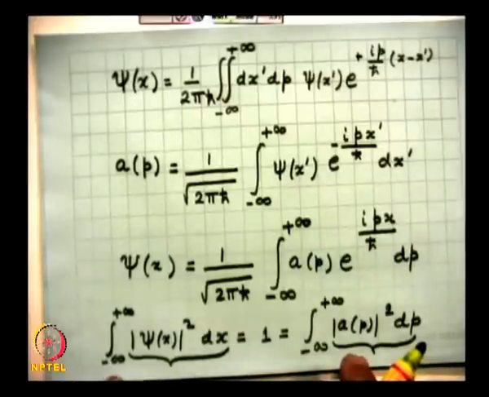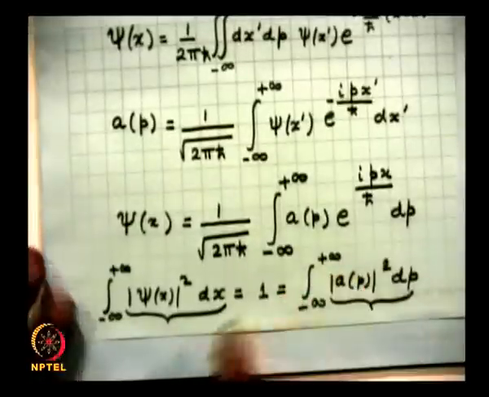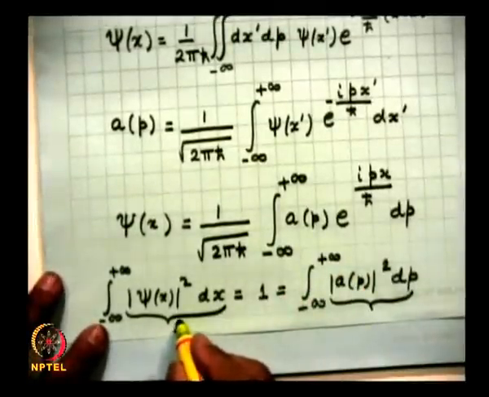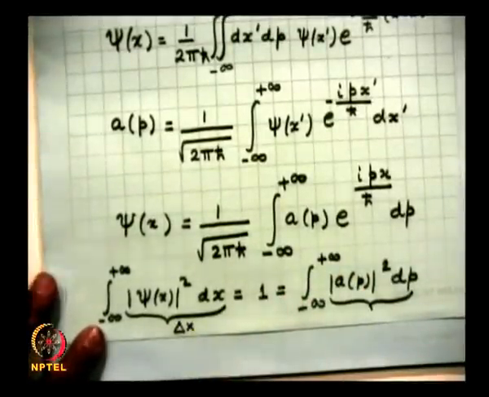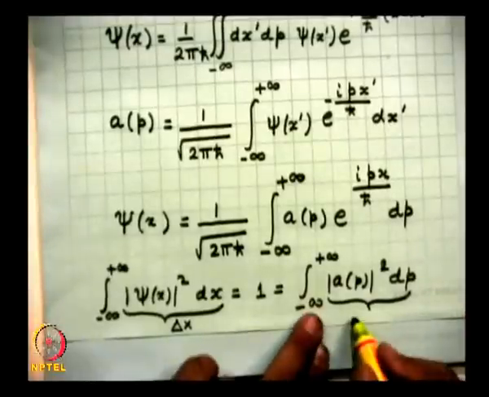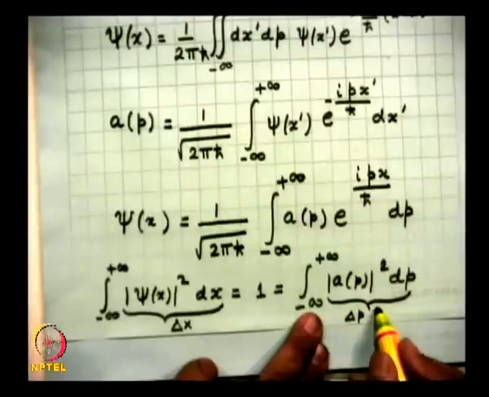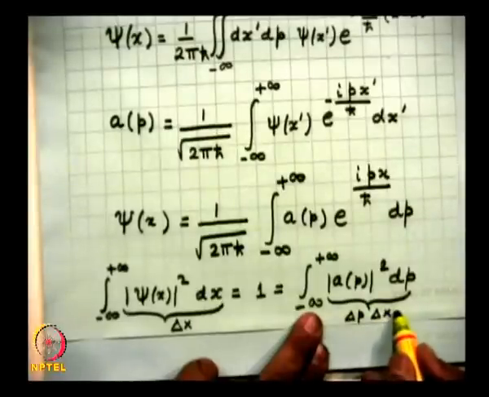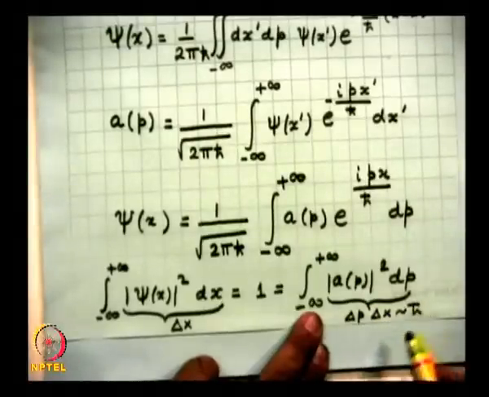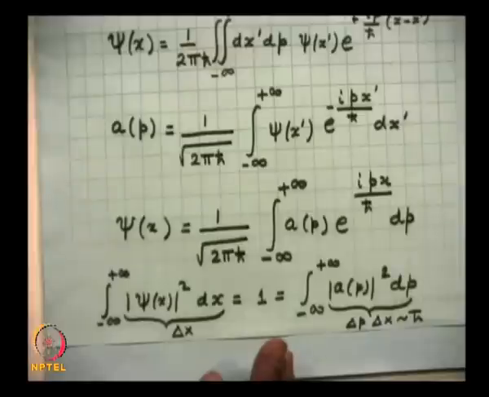And we will show from the Fourier transform pair that if the particle is localized within a distance of the order of delta x, then its momentum spread delta p will be such that delta p delta x is of the order of h cross. So, this is contained in the solution of the Schrodinger equation.